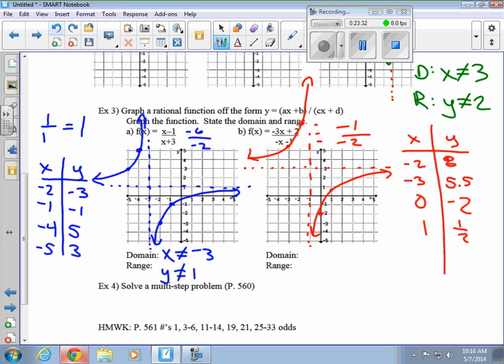There's your graph. Is there any way on these to tell what you're asked for, or do you just do it by looking? We'll look in a sec here.